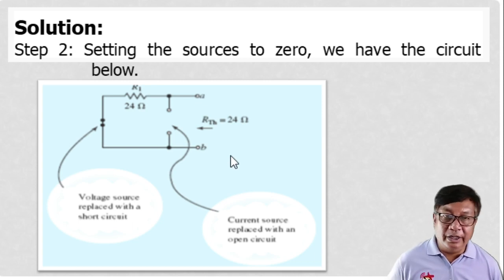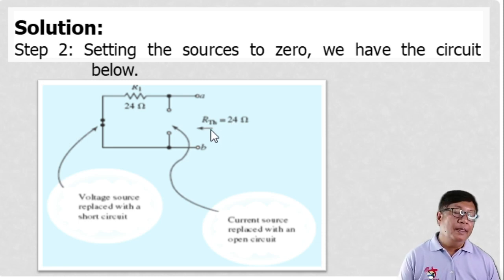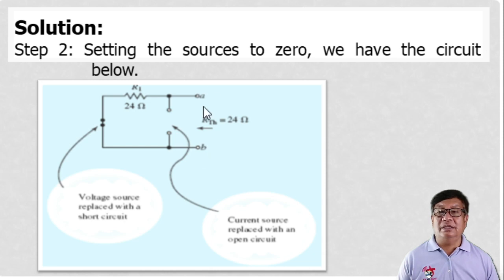So to solve for the looking back resistance R sub TH here, paano ba natin siya i-determine? So as we said, kunin natin yung voltage source saka yung current source. How to do it? Replace the voltage source with a conductor, and sa current source, kunin natin yung current source, so it will become open circuit. So if you're going to determine the looking back resistance or the Thevenin resistance at the terminals A and B, now as you can see here, this is just equal to R sub 1.